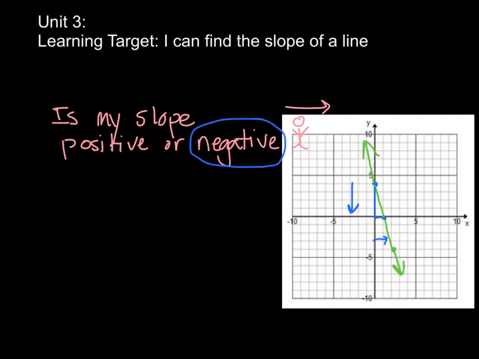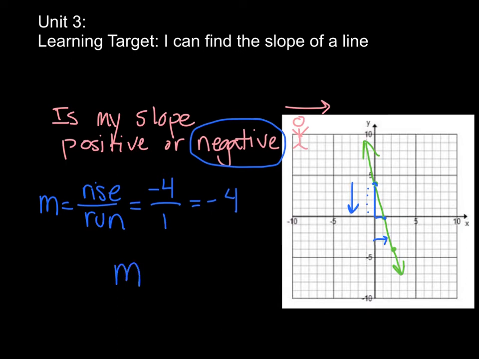Okay, then remember, slope, M, is rise over run. So in this case, the rise, well, it's not rising, it's going down. We count the squares, 1, 2, 3, 4. So that's -4. And then the run is always positive because it's always running right, so over 1. That can be simplified into -4. So the slope of this line is -4.